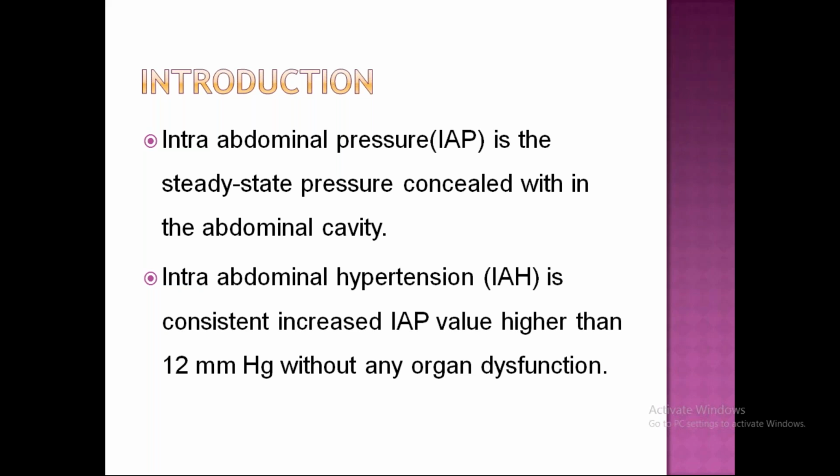Intra-abdominal hypertension is a consistent increase in intra-abdominal pressure value higher than 12 mmHg without any organ dysfunction. That is intra-abdominal hypertension.